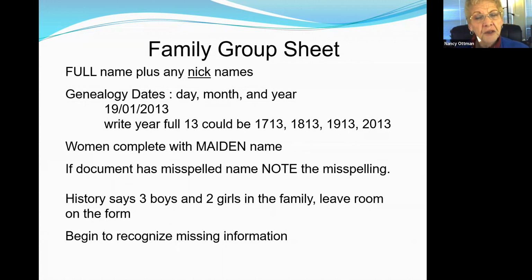If in your history you are told that there are, say, 3 boys and 2 girls in the family, be sure you leave room to add those as you find those individuals. The family group sheet will give you that opportunity to begin to see the missing information that you have.